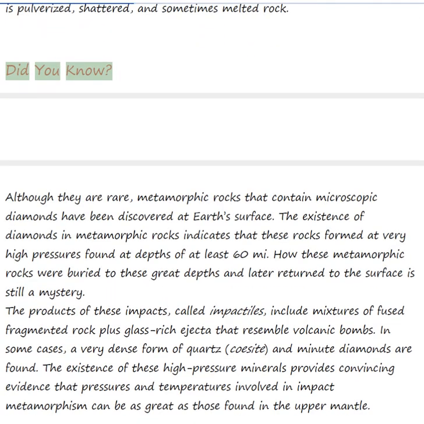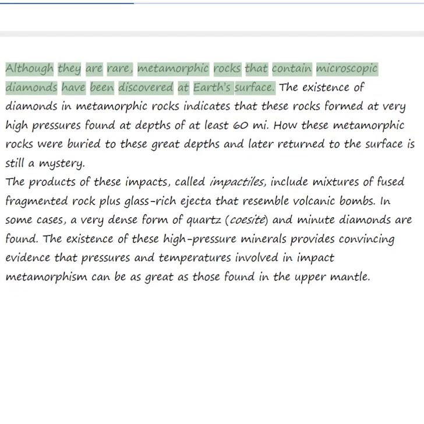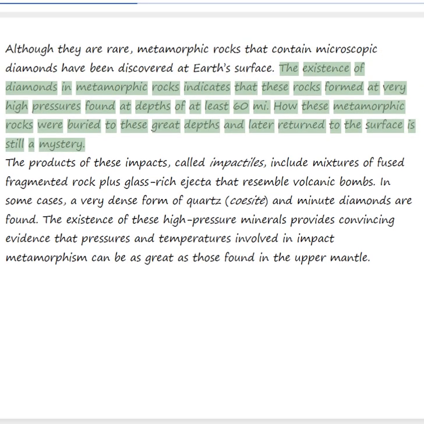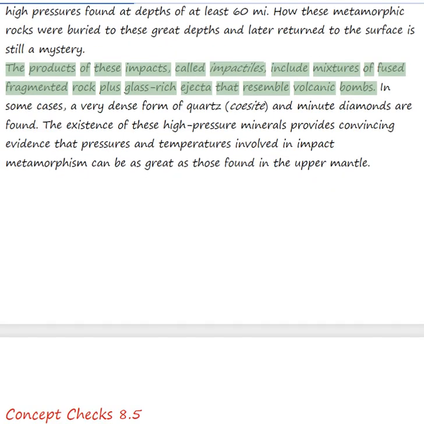Did you know? Although they are rare, metamorphic rocks that contain microscopic diamonds have been discovered at Earth's surface. The existence of diamonds in metamorphic rocks indicates that these rocks formed at very high pressures found at depths of at least 60 miles. How these metamorphic rocks were buried to these great depths and later returned to the surface is still a mystery.